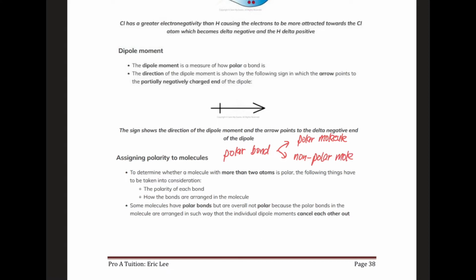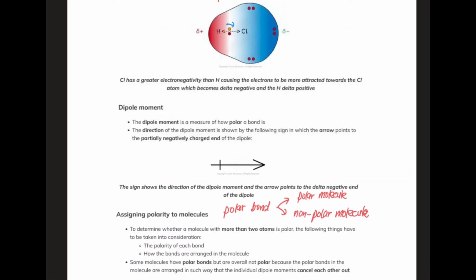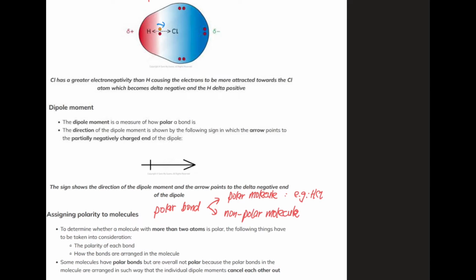What I am trying to say is, if you have polar bonds, it doesn't mean that the molecule will be polar. Sometimes it can be. For example, HCl has a polar bond and the molecule is polar, with delta plus and delta minus here. But sometimes we have polar bonds, but at the end the molecule is non-polar.